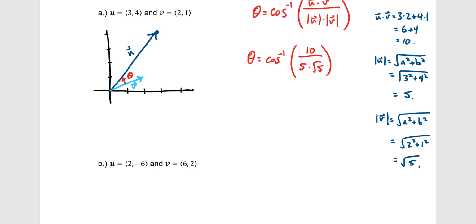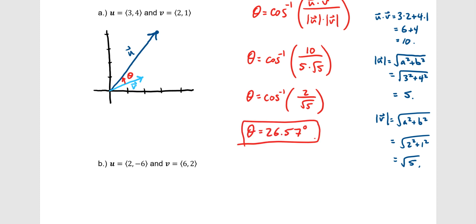So this is going to end up being theta is cosine inverse of 10 over 5, which is 2. So I'm just going to write that as 2 over radical 5. Just simplify that fraction a little bit. So plugging this in the calculator is going to give us 26.57 degrees. So it seems pretty reasonable. If you take a look at that angle, 26 degrees is a pretty reasonable value to get.